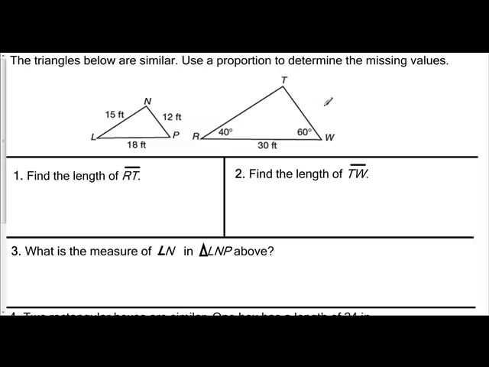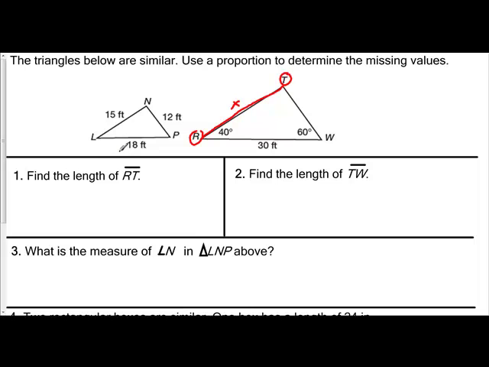It says, find the length of line RT. So let's see. Well, here's an R. Here's a T, and they want to know the measure of this line right here. How long is this line? We don't know. So I'm going to put an X there because I don't know that. I do know this one. I don't know that one, but they're not asking me about TW. They're going to ask me about that later on. Right now they just want to know this line right here. How can I find out how long that is?